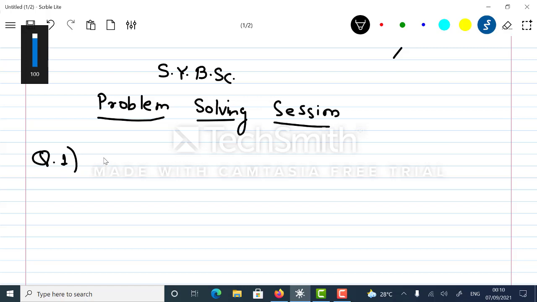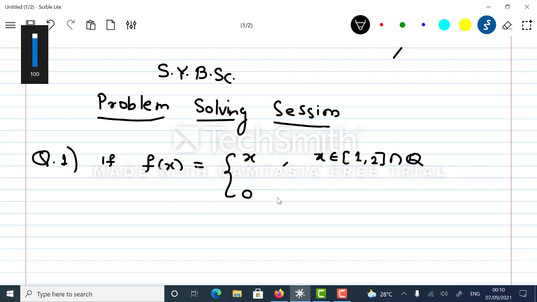So if f of x is given to be x if x belongs to the closed interval 1 comma 2 intersection with rationals, and 0 otherwise. Or you may say 0 for all irrational numbers between 1 and 2, right?